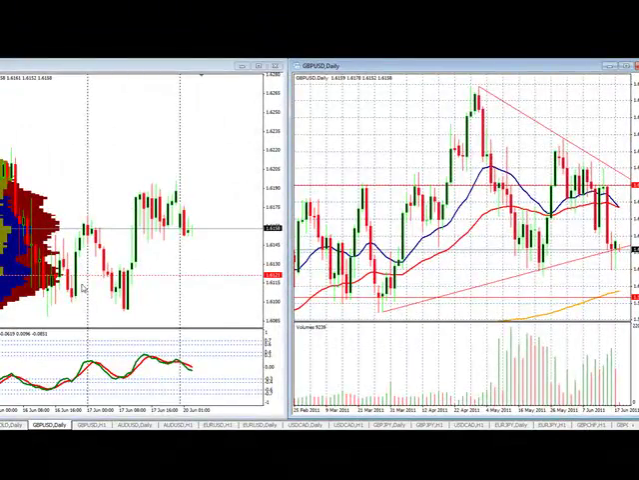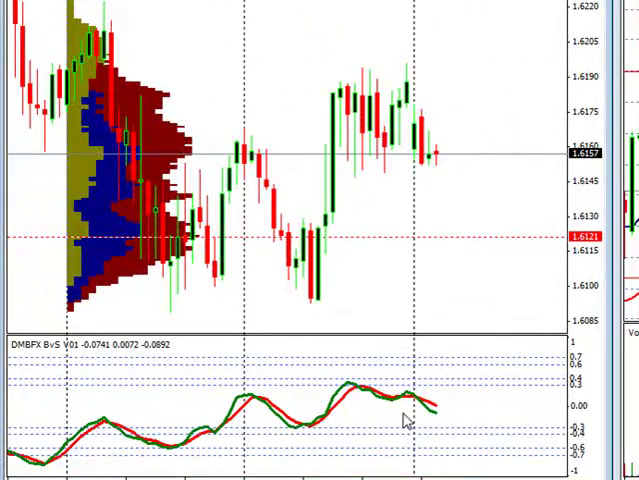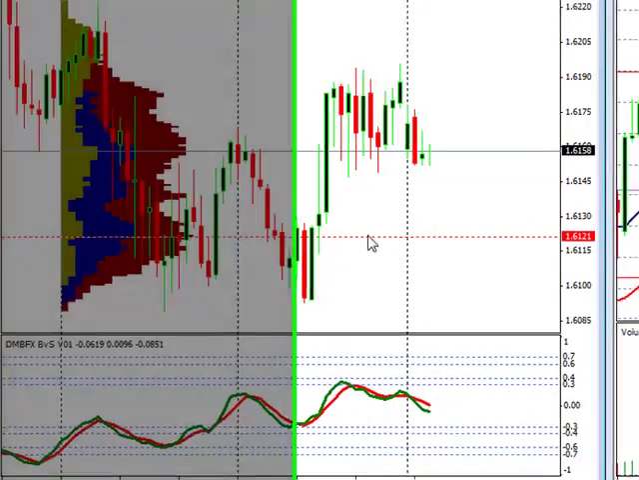And again, you can see the congestion on the hourly with our market profile. RSI is in the middle of nowhere, and you can just see that we've really been cycling here for a couple of days. Sit on hands.